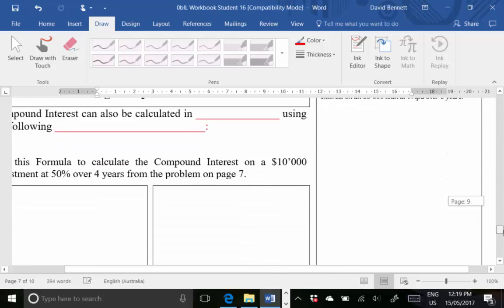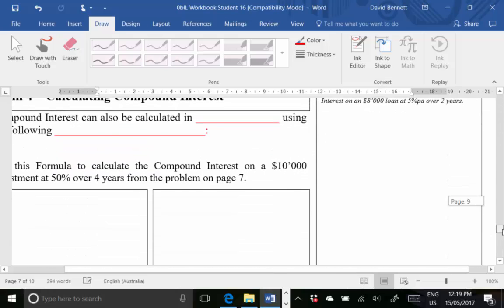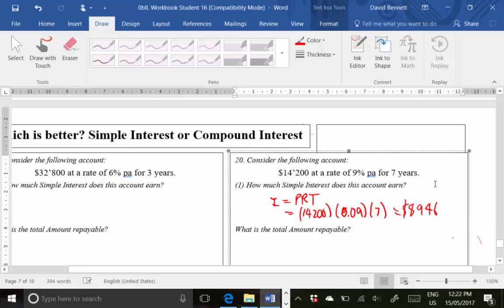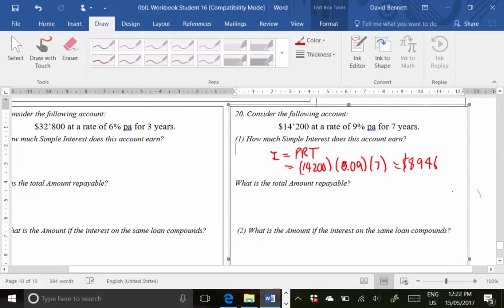Now we're going to come down to the next bit, which is compound interest. Question 20: we've got 14,200 at a rate of 9% for 7 years. How much interest does this account earn? What you have to do is I is equal to PRT, 14,200 times 0.09 times 7, and that will be the figure you get. So that's how much interest you earn.